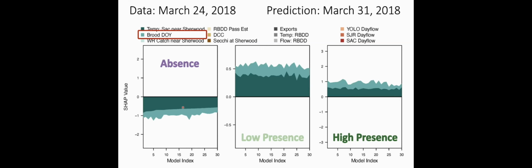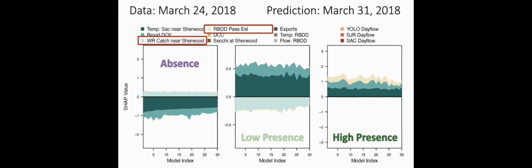For this day of year, the model's saying it's unlikely that we're going to get an absence, and it is likely we're going to get a low presence or a high presence classification. We can then move on to the catch metrics, the wild catch near Sherwood Harbor and the pass estimate 6 months ago up at Red Bluff. And what's interesting is the catch near Sherwood 3 weeks ago is actually pushing towards a vote of absence, where the pass estimate 6 months ago is pushing towards a classification of high presence.